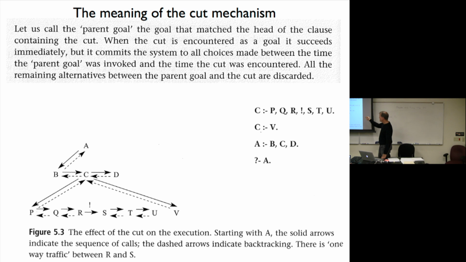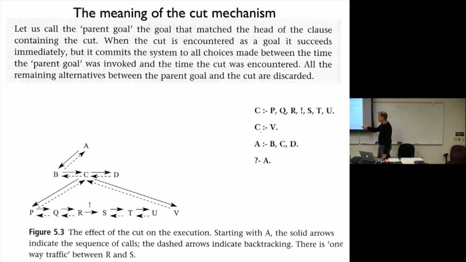So we would go to this C first, and to satisfy this C, we'd go to this C, and what would happen? It would be PQR cut STU. So you see down here, it's PQR cut STU. Are you with me? But look, do you see that the arrow here on the cut is only what? One way. Are you with me?